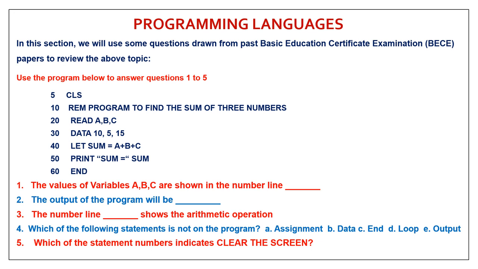Now let's get to our questions. Number 1. The values of variables A, B, C are shown in the number line dash. Look at line 30 where you have data 10, 5, 15. That's where the variables are displayed. So the variables on line number 30. You may ask, what is a variable? In computer programming, we have data types. One of the data types is variable. Another common one is a constant.